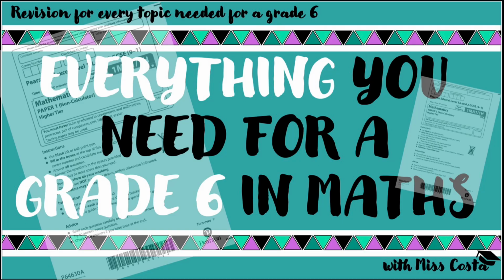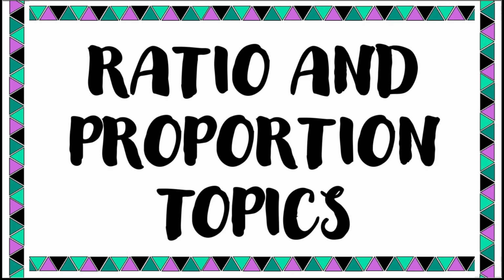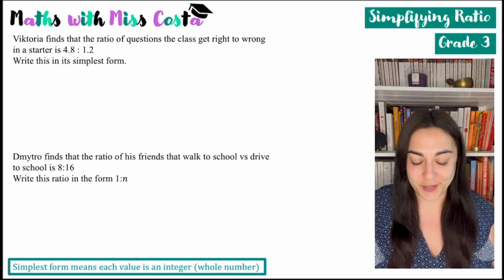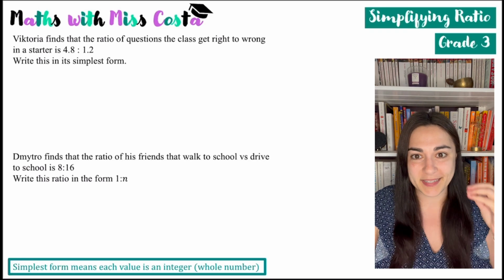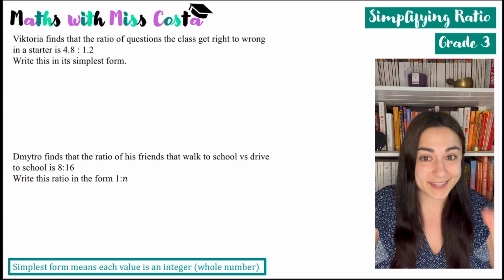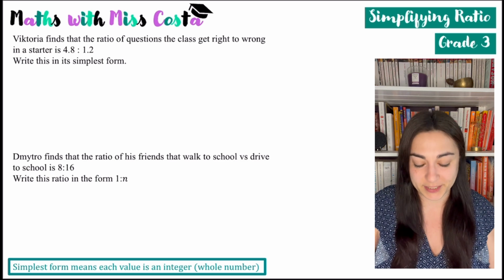So in this video, we're just going to go through all of the ratio and proportion topics needed for grade 6. Okay, so here I've been given a ratio and I'm asked to write it in its simplest form. Now, when it's in its simplest form, it means it wants both parts of the ratio to be integers and to be simplified as much as possible.